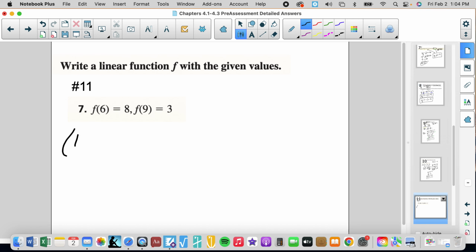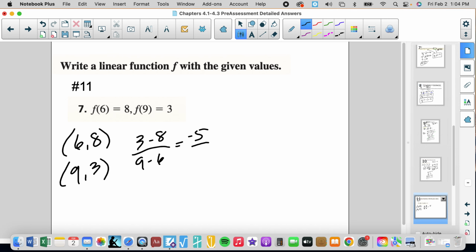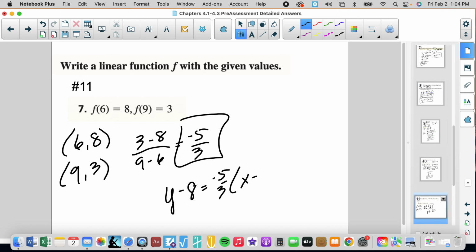Write a linear function f with the given values. Well, okay, they really want to drive this point. No pun intended. 3 minus 8, 9 minus 6 gives us -5/3 as our slope. And then I'm going to do point slope again. Y minus 8 equals -5/3 times x minus 6.